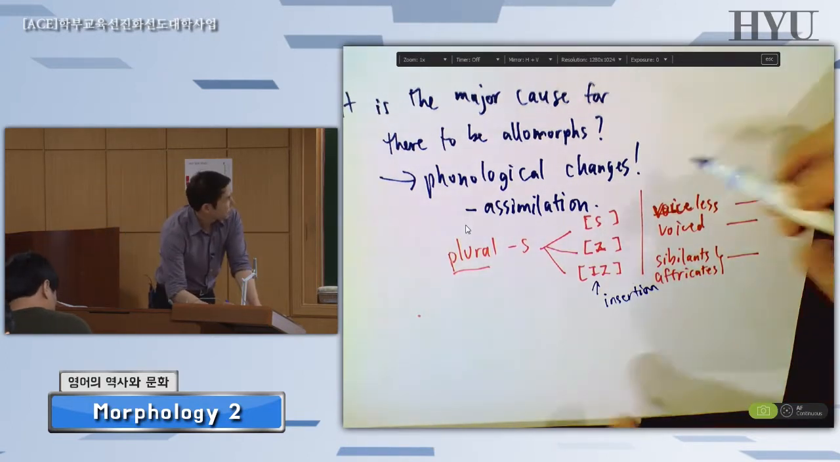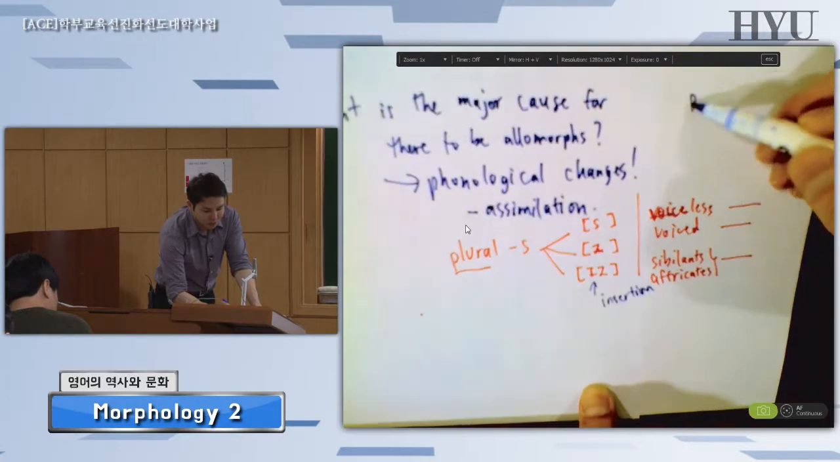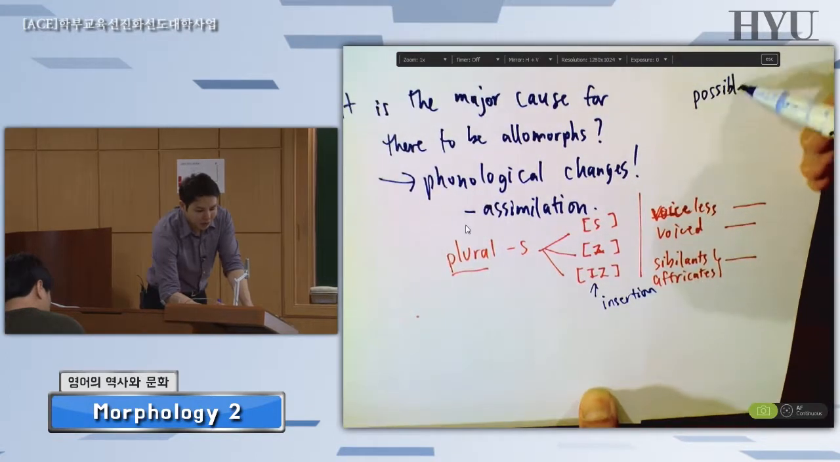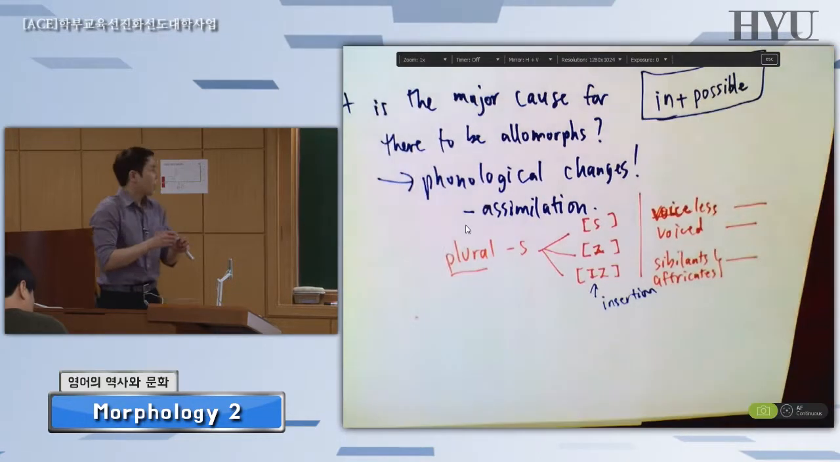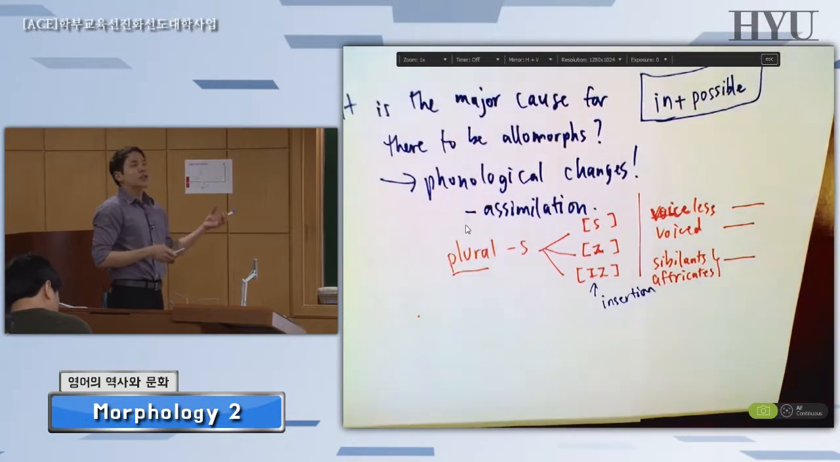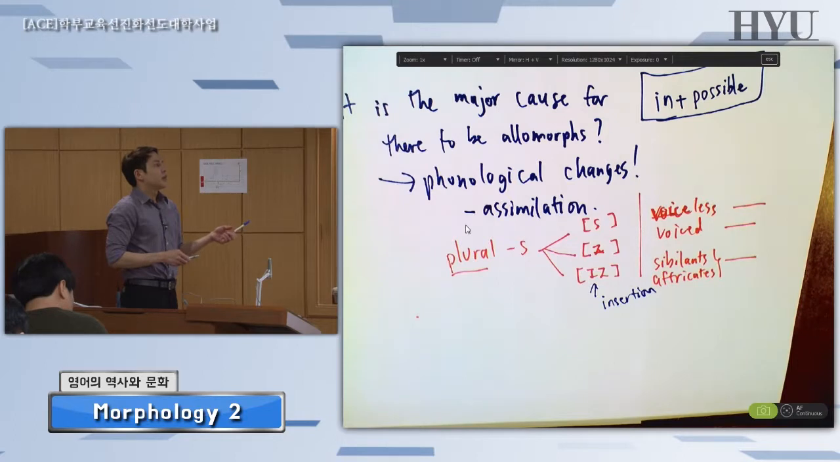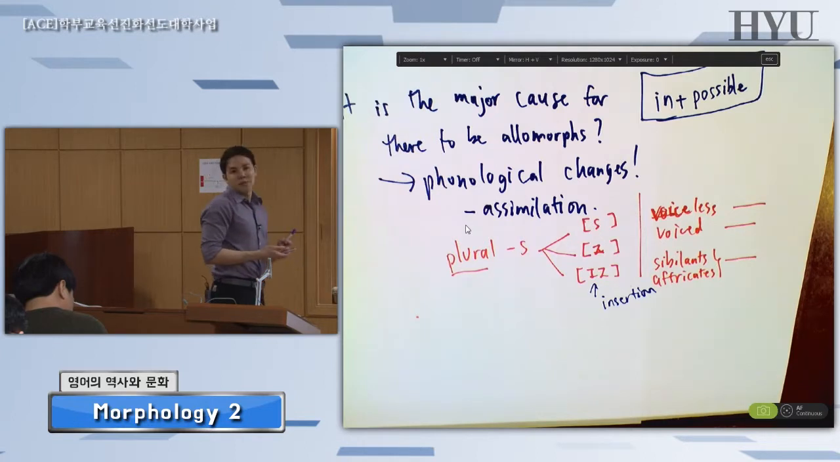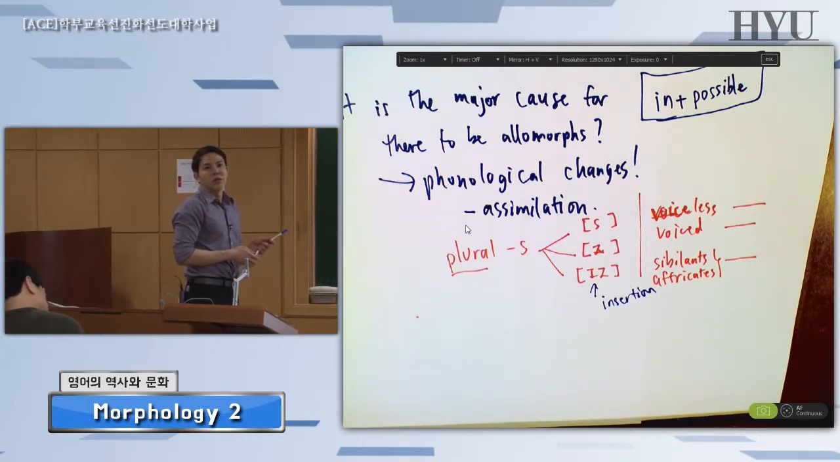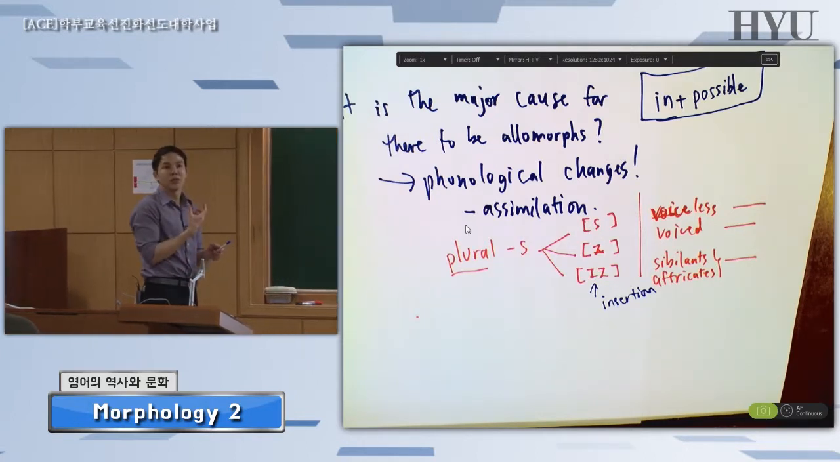So another example is when you have the word possible, okay? And you want to make an opposite term out of it. Typically, we add in to make it an opposite term. Can we just say inpossible? No, because it's hard to pronounce, right?